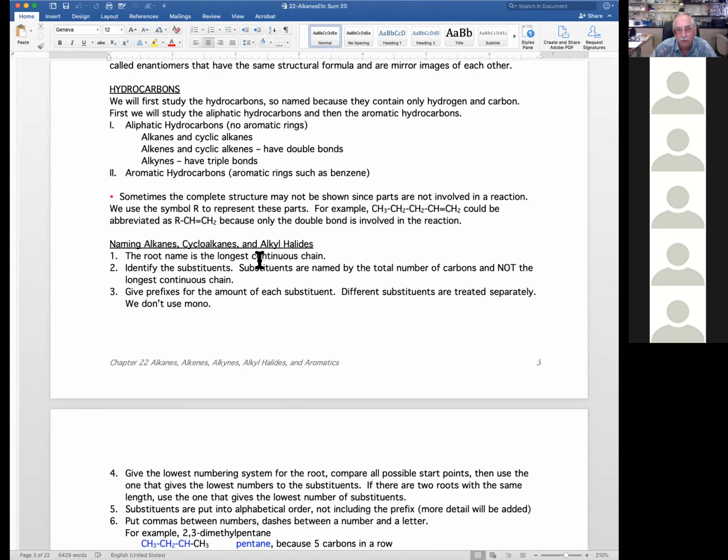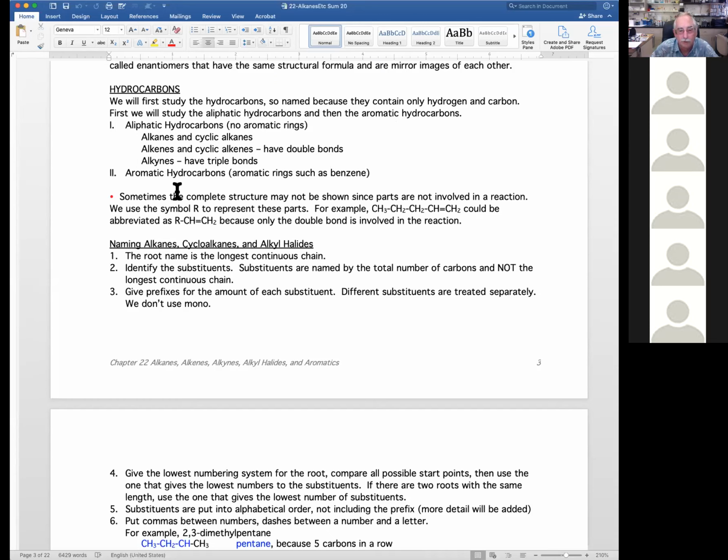The hydrocarbons only contain hydrogen and carbon. So we'll look at what's called the aliphatic hydrocarbons. That means there's no aromatic rings. That would be alkanes, alkenes, and the cyclic ones, and alkynes with the triple bonds. And then finally, the aromatic ones that have aromatic rings, such as benzene.